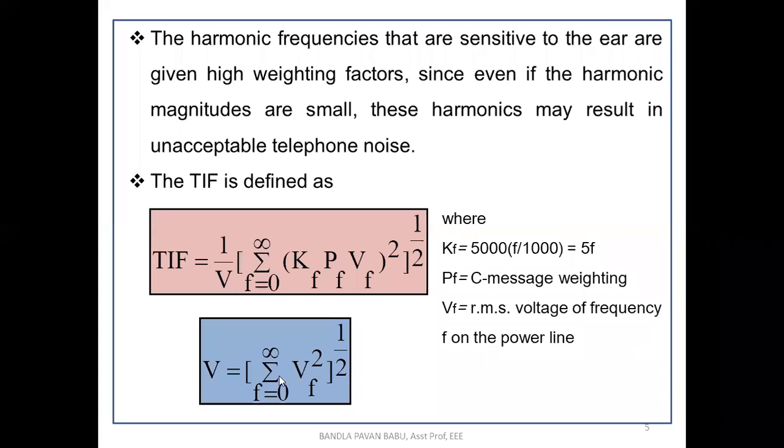Where Vf is the harmonic RMS voltage of frequency f on the power line. Next, Vf in the sense of the harmonic voltage component we have considered is the magnitude of that harmonic. As I said before, these harmonics also have a certain magnitude and a certain frequency at which they travel. And this equation we can also use: V equals sigma f equal to 0 to infinity of Vf square, whole power 1 by 2. So based on this we can find out the voltage.